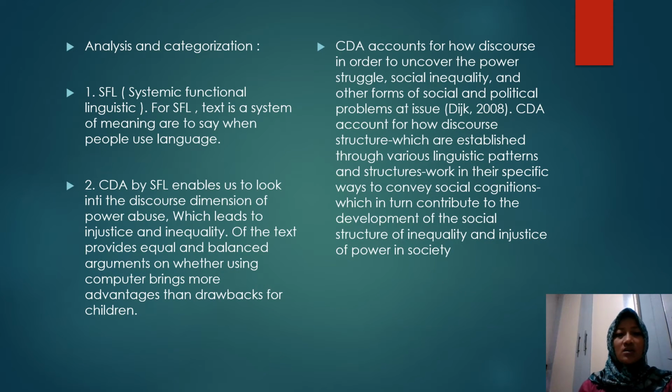Analysis and categorization. 1. SFL, Systemic Functional Linguistics. For SFL, text is a system of meaning, or to say, when people use language. 2. CDA by SFL enables us to look into the discourse dimension of power abuse, which leads to injustice and inequality of the text. It provides equal and balanced argument on whether using a computer brings more advantage than drawbacks for children. CDA accounts for how discourse uncovers the power struggle, social inequality, and other forms of social and political problems at issue.